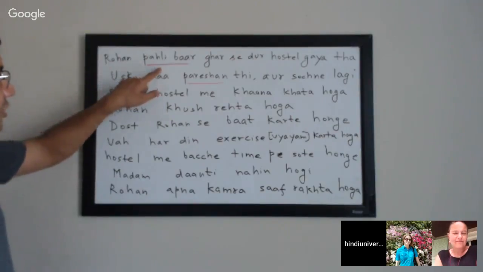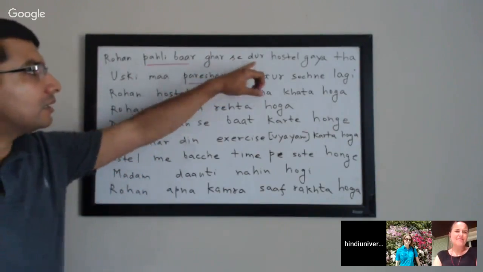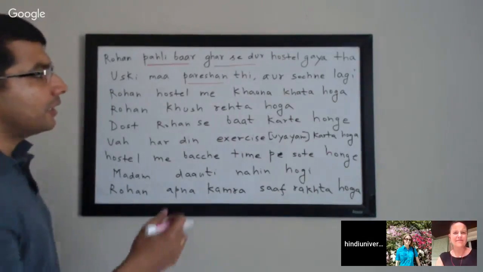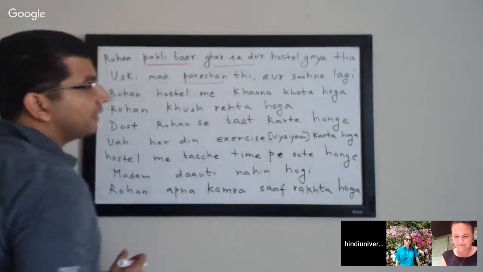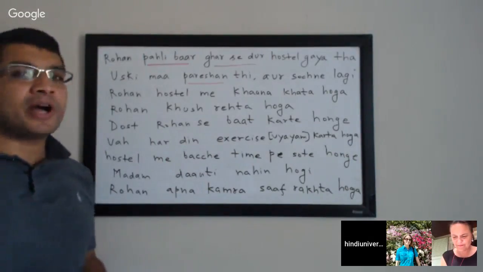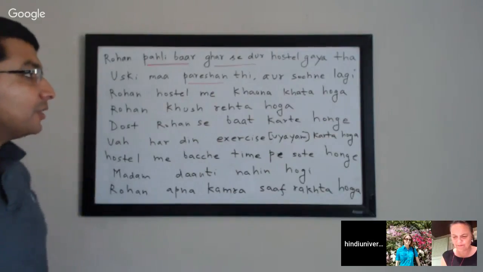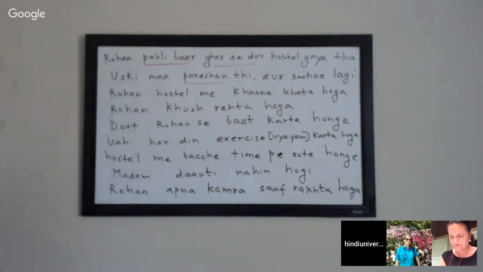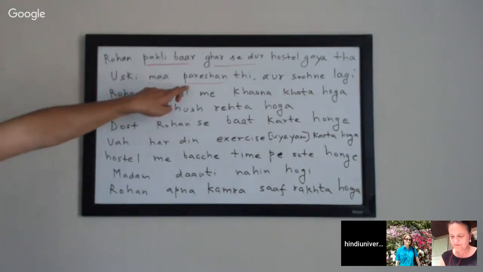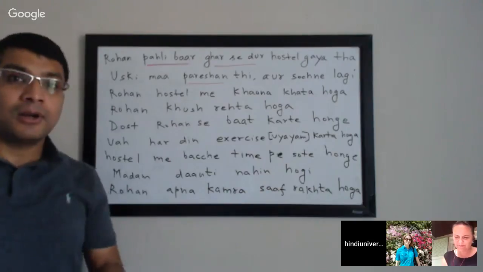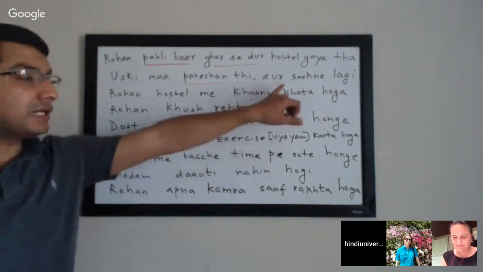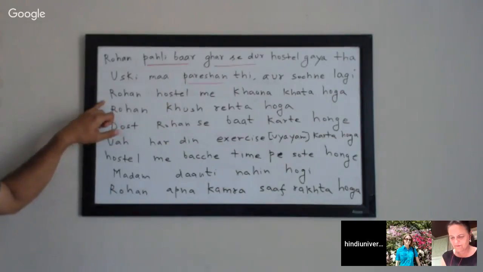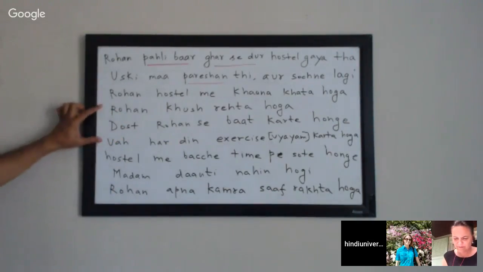As you see, you notice some of the keywords. Pehli baar is first time. Ghar se door, far from the house. Hostel is nothing but a dorm. And gaya, as Anish ji noticed, is the past of jaana. Jaana is to go, gaya is the past tense, and as we learned in the last class, it's an irregular verb. So he went to the hostel or dorm. And now uski maa pareshan thi, pareshan is another vocabulary word which means perplexed or worried. She was worried and she started to think. Hopefully this part should be straightforward. Rohan hostel mein khana khata hoga, that he may be eating food in the dorm. Chelsea, do you want to cover the next three?